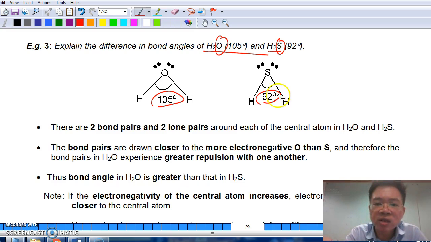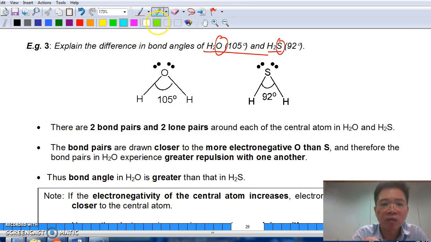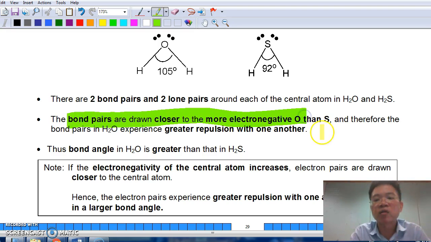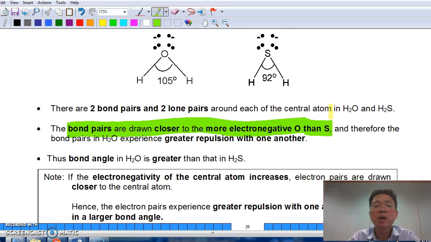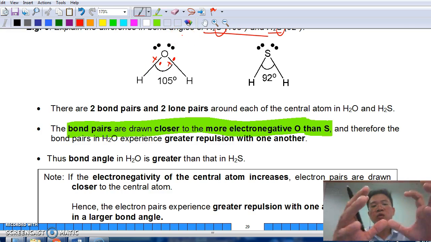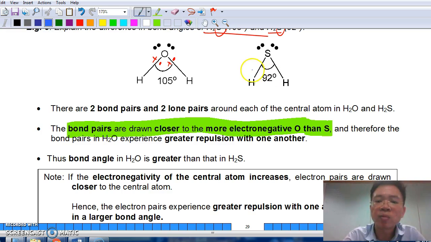The reason is due to the electronegativity of the atom O and atom S. O is more electronegative. Therefore, the oxygen draws the bond pair closer to itself than the S, and that creates greater repulsion. If I were to draw it, this is what it means. The bond pair of H-O is drawn closer to the O, and the bond pair in H-S is further away.